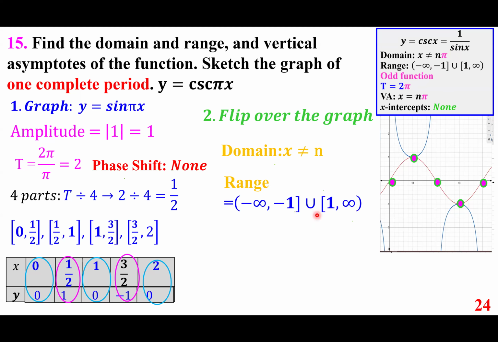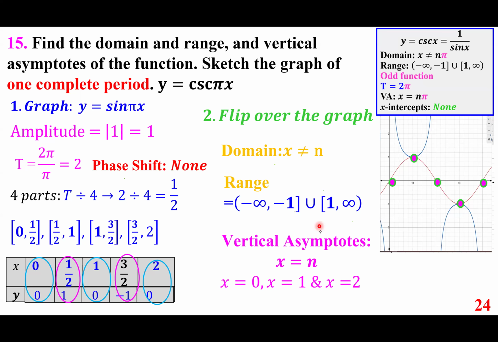The range remains the same: negative infinity to negative 1 union 1 to infinity, negative 1 and 1 both take brackets, they are included. As I said, vertical asymptote x equals n. For us, x equals 0, 1, 2 for one complete cycle. So we have those three: x equals 0, x equals 1, x equals 2.